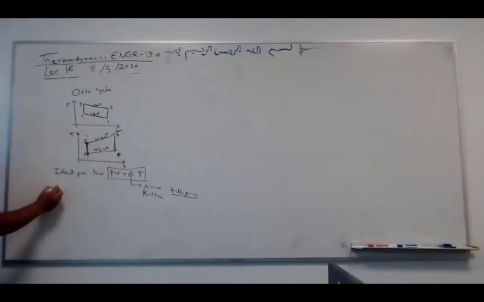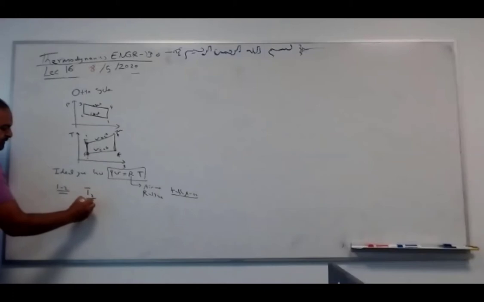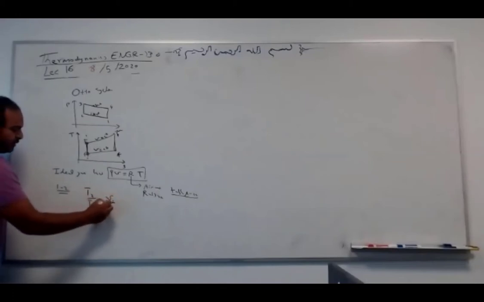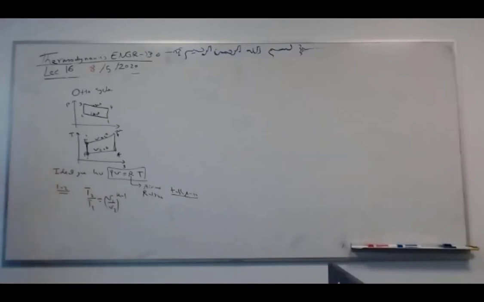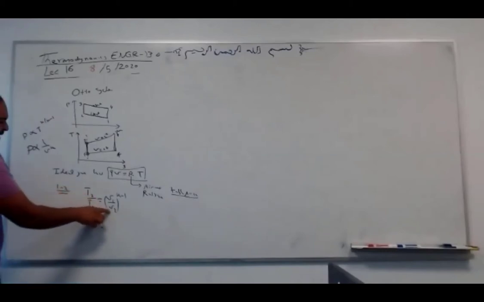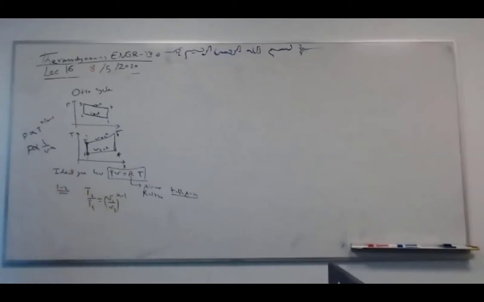For 1 and 2, for example, it's isentropic. It means T2 over T1 equals V1 over V2 to the K minus 1. This is the isentropic relation between 1 and 2. Do you remember when I said P is inversely proportional to V to the K, and P is proportional to T to the K over K minus 1? Combine them together and you can get this one: T inversely with V to the K minus 1.